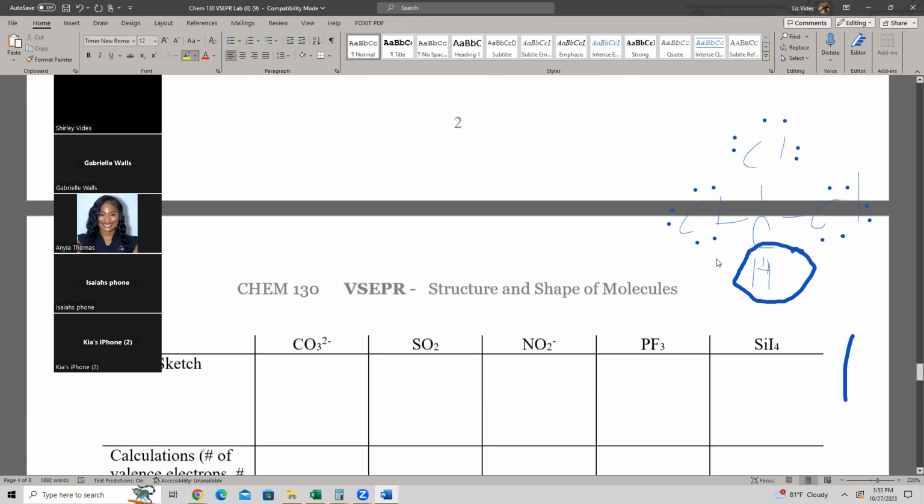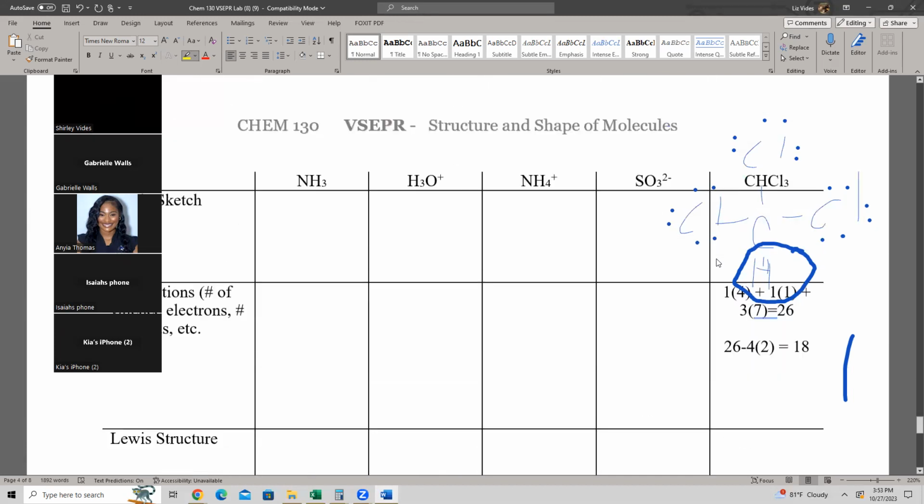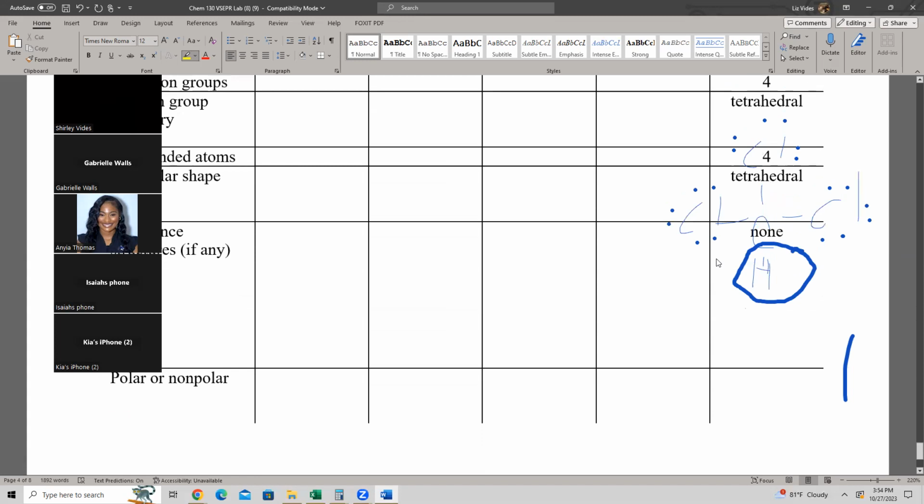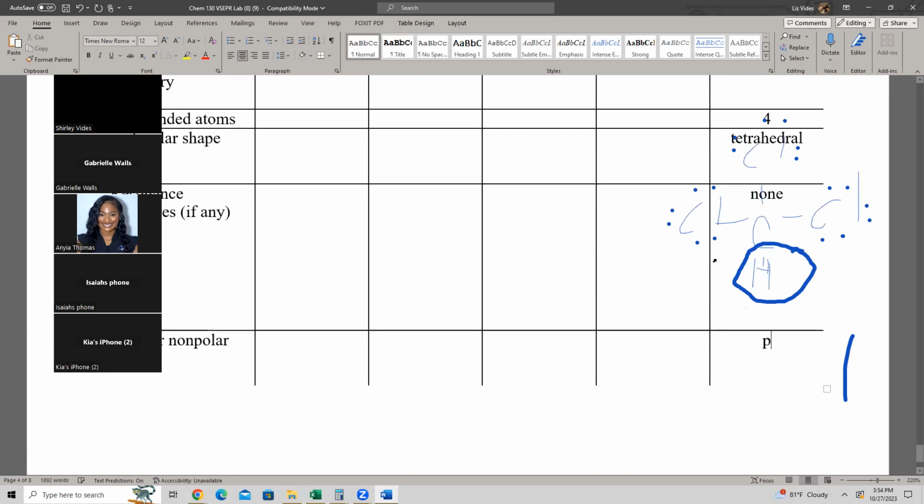On this one, where do you go? There you are, the last thing we were doing. All right. And yes, it is polar. And the only reason it's polar is because of that hydrogen that is different from all the others. So that creates an imbalance of charges and it makes it polar. Okay. All right. That's it.